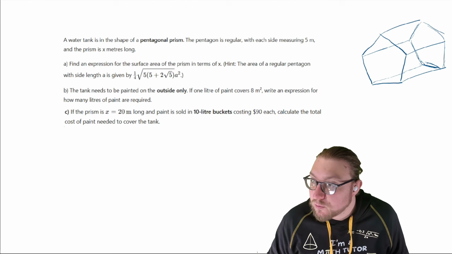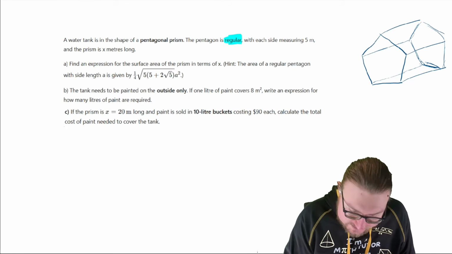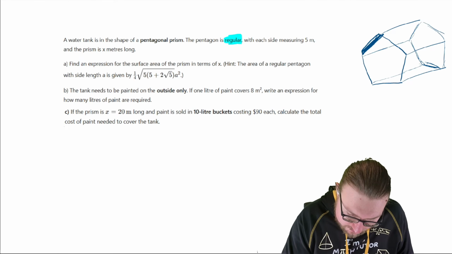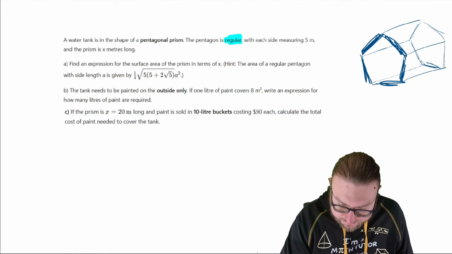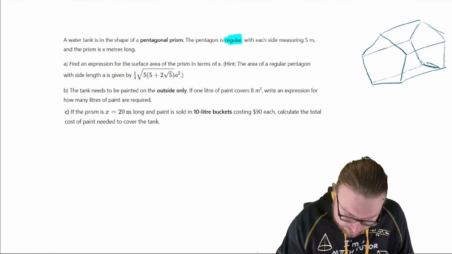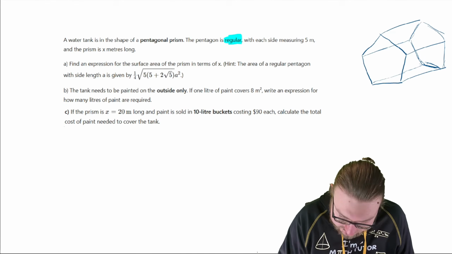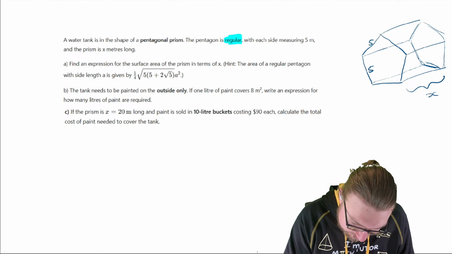Now, we know it's regular. What does regular mean? Regular means that all of the side lengths are the same. So for this pentagon that we have in front, all of these sides here, the 5 sides, are all the same length. And they're all 5. And it says the prism is x meters long. So here, this part here is x, and all of these sides are 5. 5, 5, 5. There we go.